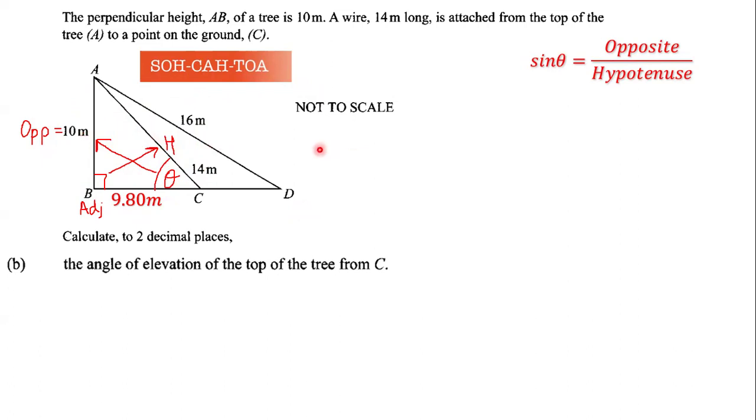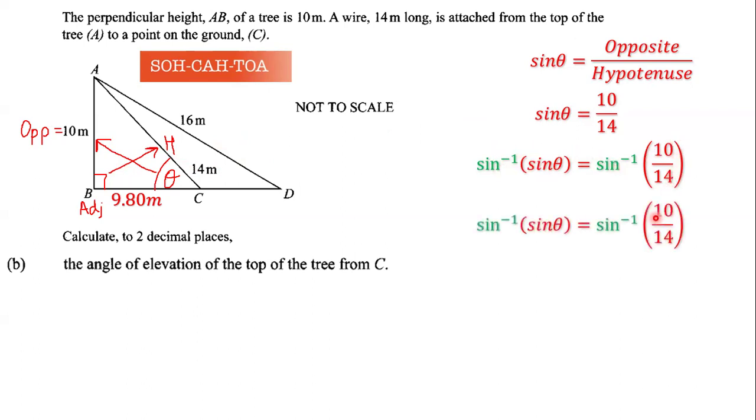And so we have the opposite, which is 10 meters. We have the hypotenuse, which is 14. And we're trying to find what is theta. And so what we have to do is take sine inverse of both sides: sine inverse of sine theta, and sine inverse of 10 over 14. This cancels with that, and so we get that theta is equal to sine inverse of 10 over 14. And sine inverse of 10 over 14 is what?